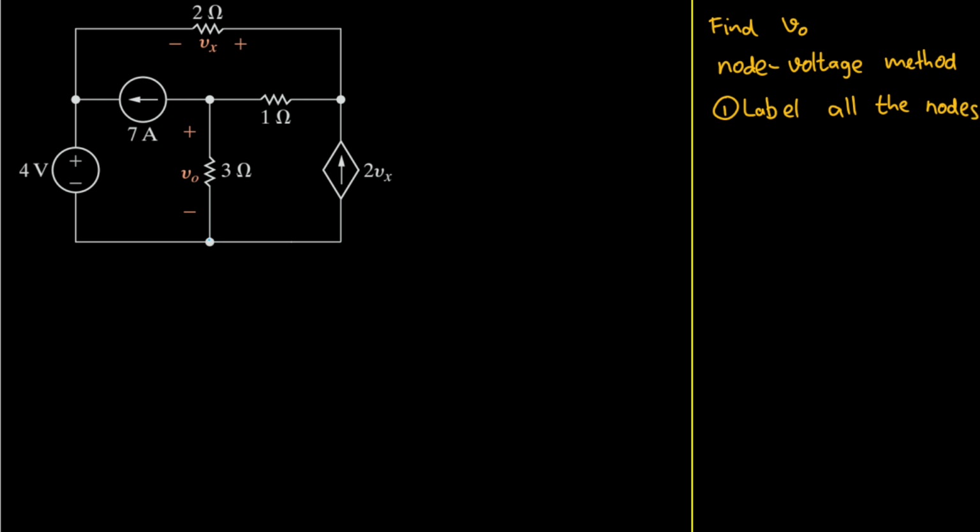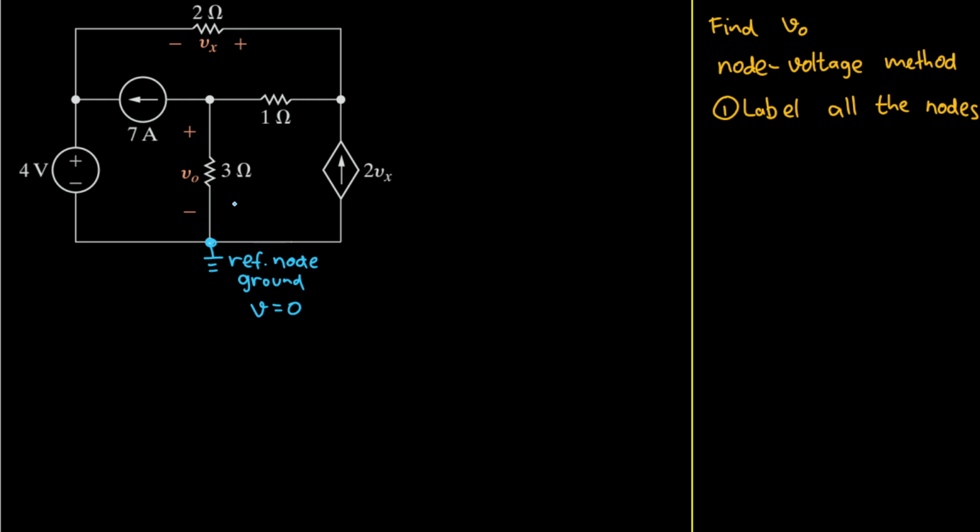Okay, let's set the bottommost node here as our reference node. Some other books call it the ground. But here the convention is the voltage here is 0. So we set this reference node as 0 here.